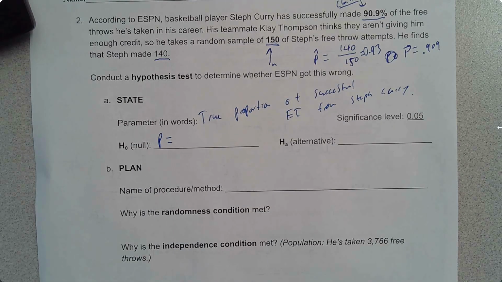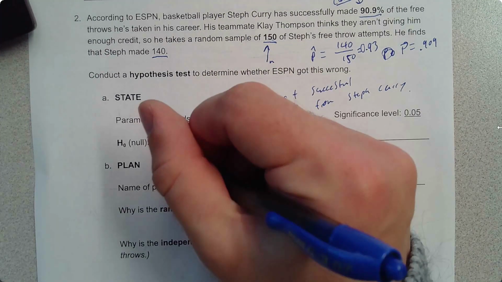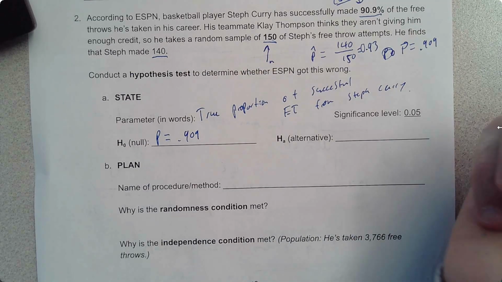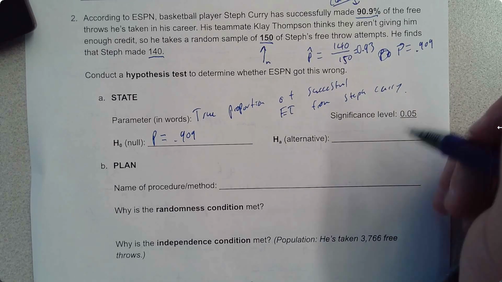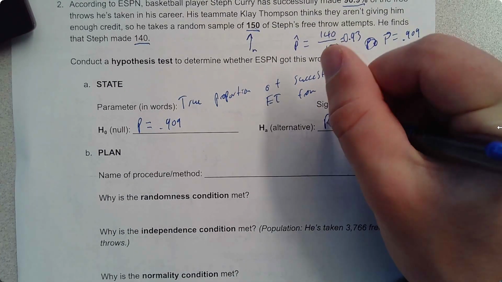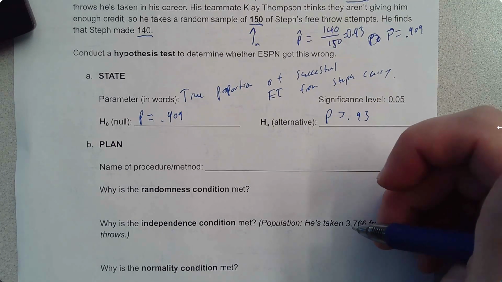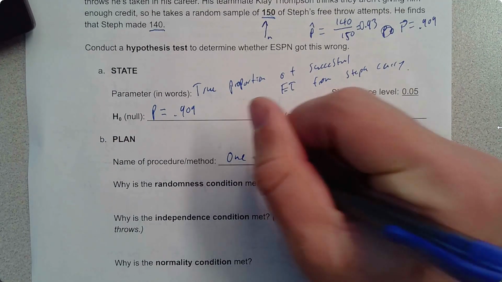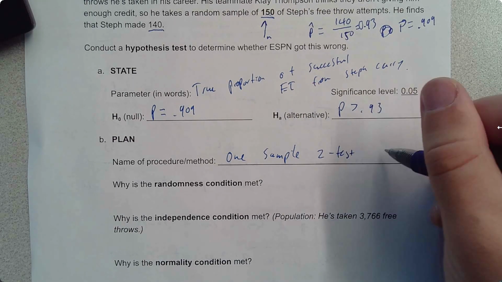The null is going to be that our p, because we're dealing with p. Right, you can see that here. You can see which letters you're looking for from the chart. Our p needs to equal 0.909 because that's the claim originally. That's what ESPN says, so we're trying to prove that wrong. The alternative is that, based on our sample size, it's bigger. Right, so we say that p is greater than 0.909. The name of the procedure, again, I'm getting this all from the table, is a one sample z test for p.